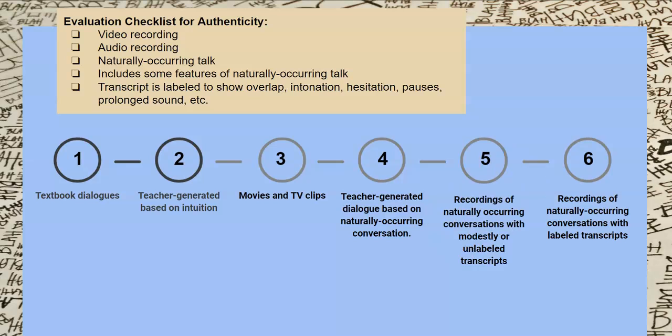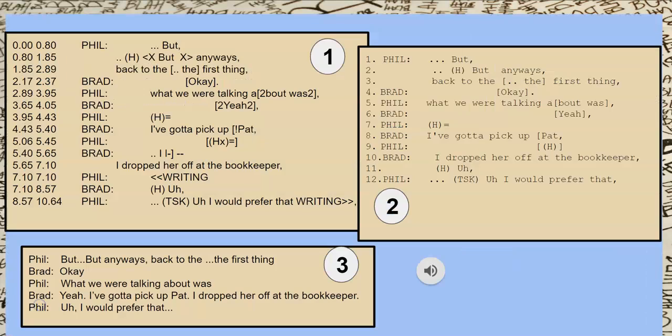The gold standard of authentic conversation teaching materials is the recording of naturally occurring conversation accompanied by a transcript. Transcripts differ from dialogues in that they are written representations of actual talk. Let's look at an example. This example is about 10 seconds of recorded conversation. All 3 are the same 10 seconds of talk, but each one has been modified differently. For purposes of context, I'll play that first 10 seconds for you.